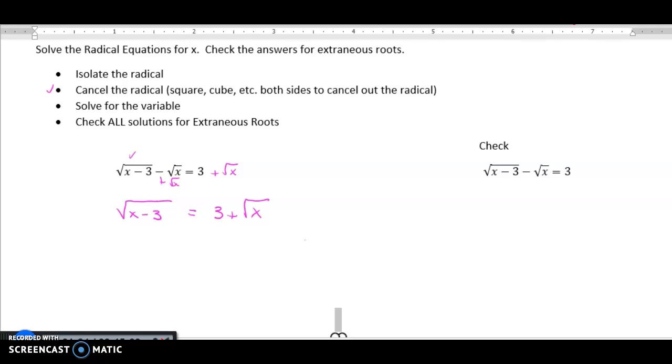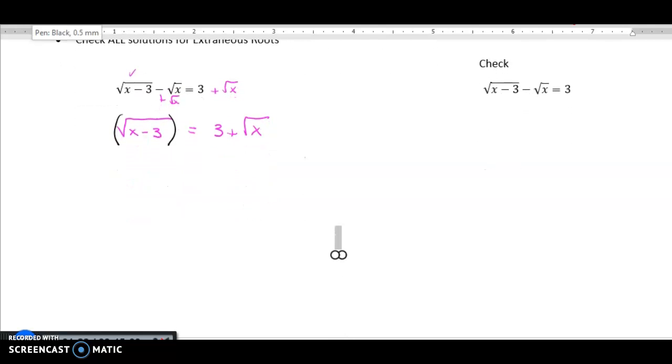All right, now the second step says I want to cancel out the radical. So to cancel out the radical, a square root, I'm going to square. And as you know, what we do to one side, we always do to both sides. So if I'm going to square the left side, I've got to square the right side. Okay, squaring cancels out square rooting. These two cancel each other out, so we end up with x minus 3 on the left equals, squaring means to take something times itself, so I'm going to take 3 plus the square root of x times itself.